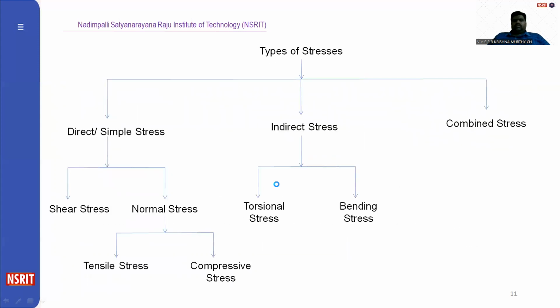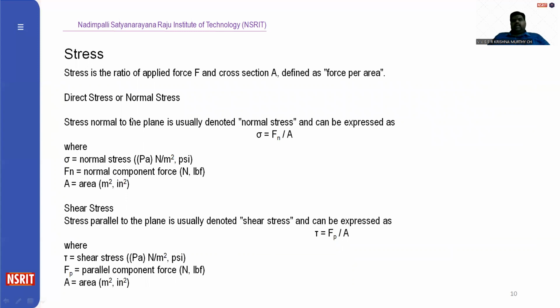Now first we shall go through them individually. Direct stress is nothing but stress normal to the plane. If the load is acting normal to the plane, then it is called normal stress or direct stress. Stress is indicated with sigma, that is equal to Fn by area. Shear stress is parallel to the plane, and it is indicated as tau, that is equal to Fp by A.